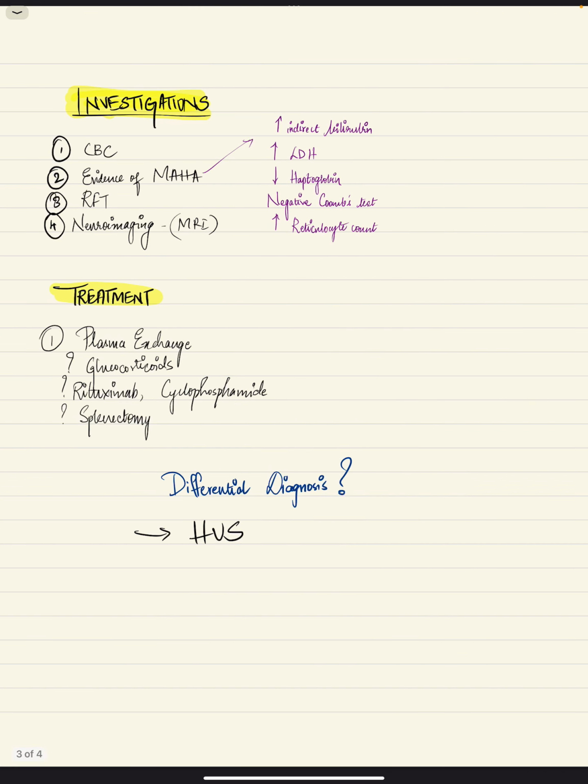Now, coming to the investigations of this disease, a complete blood count will reveal the presence of anemia as well as thrombocytopenia. Evidence of microangiopathic hemolytic anemia can be backed up by a raised indirect bilirubin, raised levels of lactate dehydrogenase, reduced levels of haptoglobin, an increased reticulocyte count, and a negative Coombs test ruling out autoimmune hemolytic anemia. Additionally, renal function tests as well as neuroimaging to look for brain damage are also supportive.